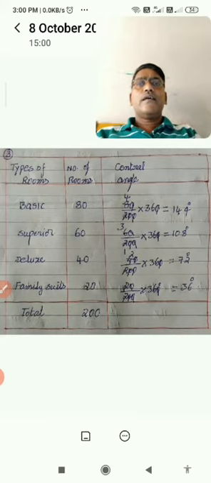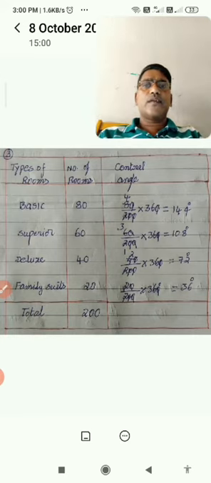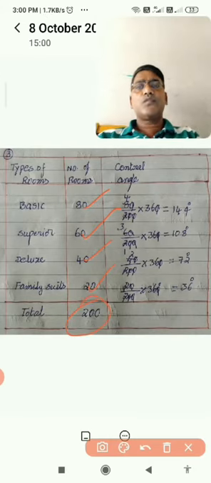Simple. Here, there is a hotel. In that one, different types of rooms are there: basic rooms, superior, deluxe and family suites. Basic has 80 rooms, superior 60, deluxe 40, family suites 20. The total is 80, 60, 40, 20, which is 200.